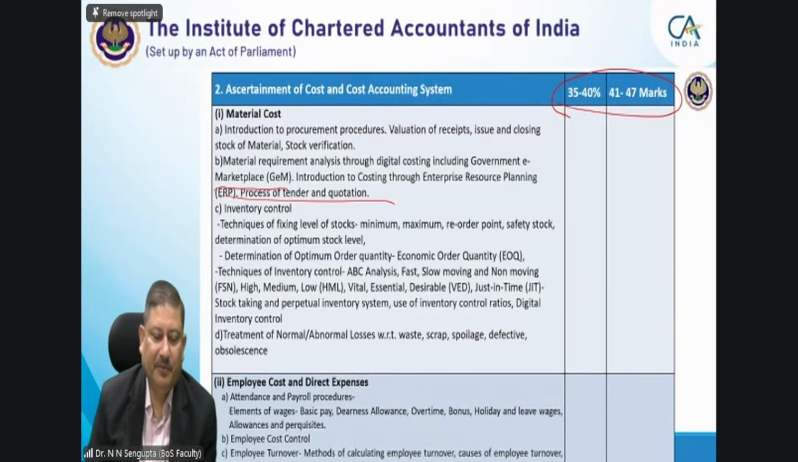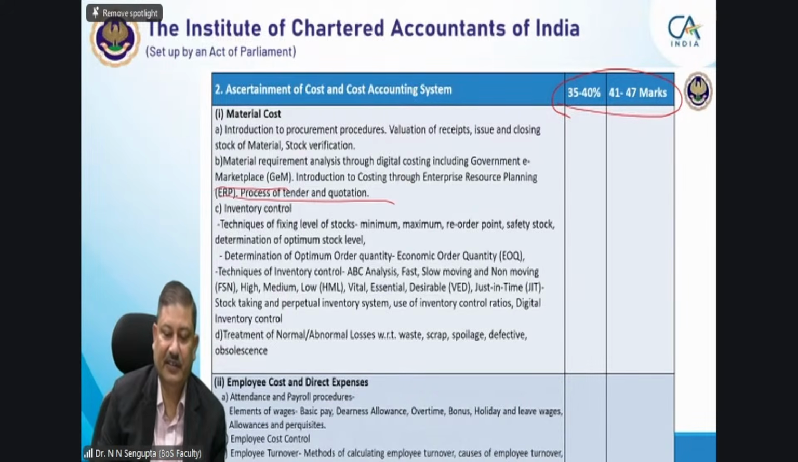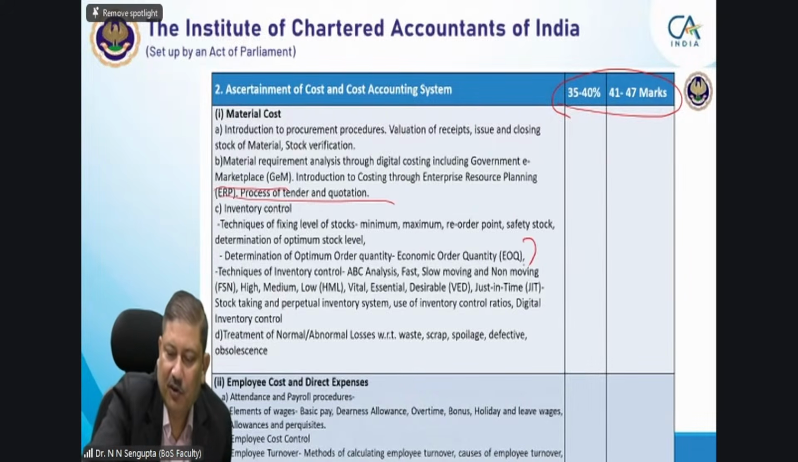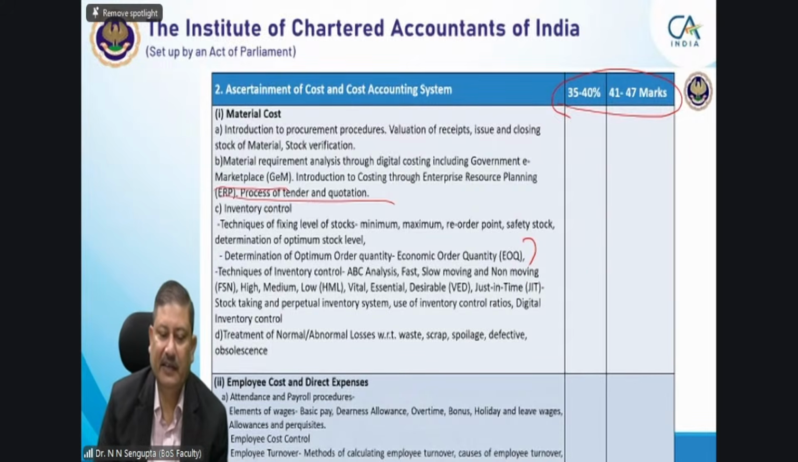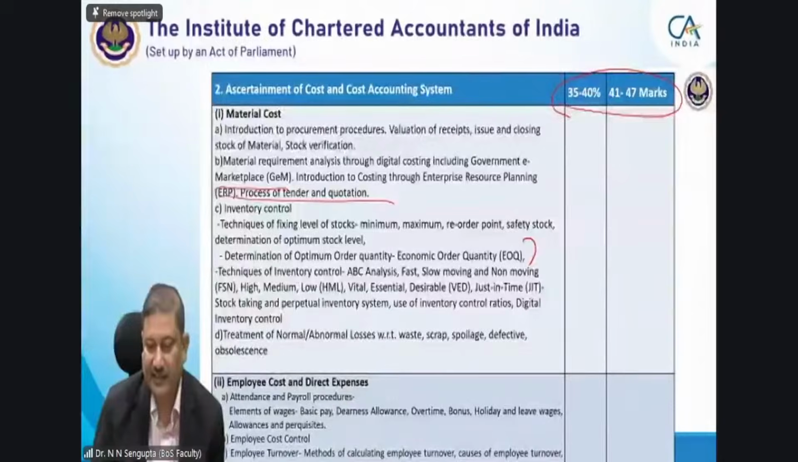Determination of optimum order quantity, that is EOQ, very important. A lot of numerical questions we generally see from here. Techniques of inventory control: ABC analysis; fast, slow moving and non moving; high, medium, low; vital, essential, desirable, that is VED; and then JIT, just in time; stock taking; then perpetual inventory system or continuous inventory system; inventory control ratio.